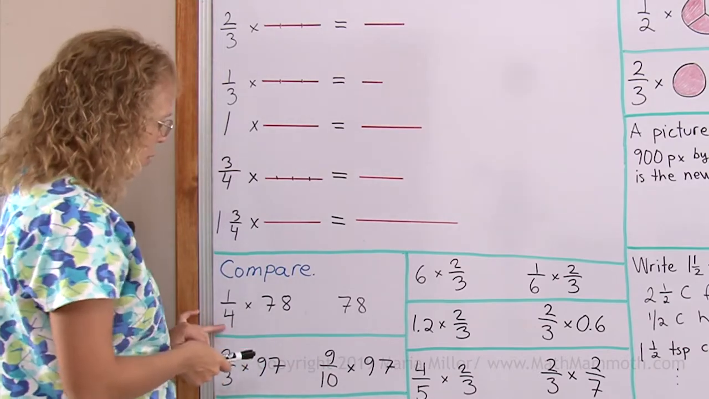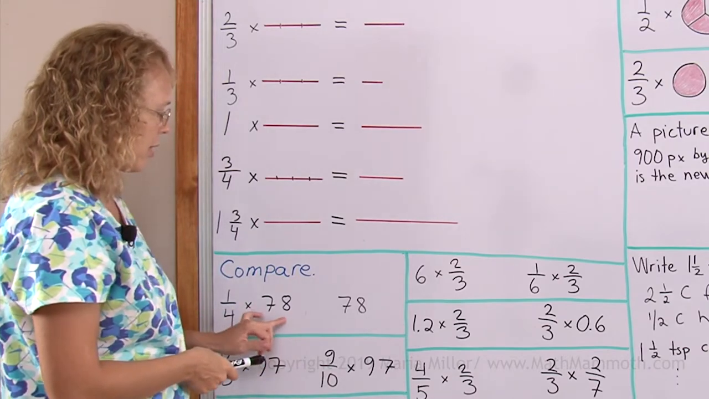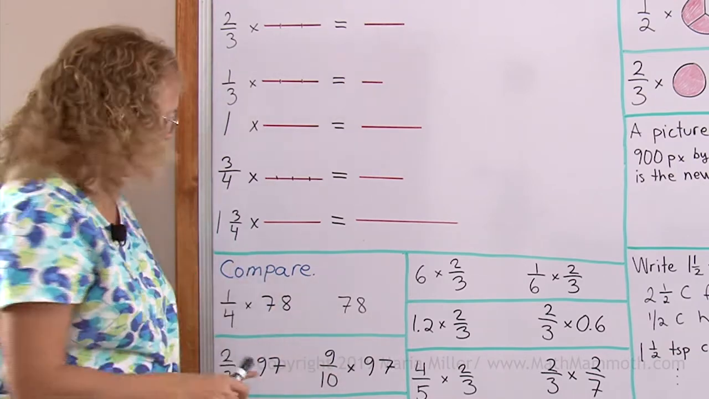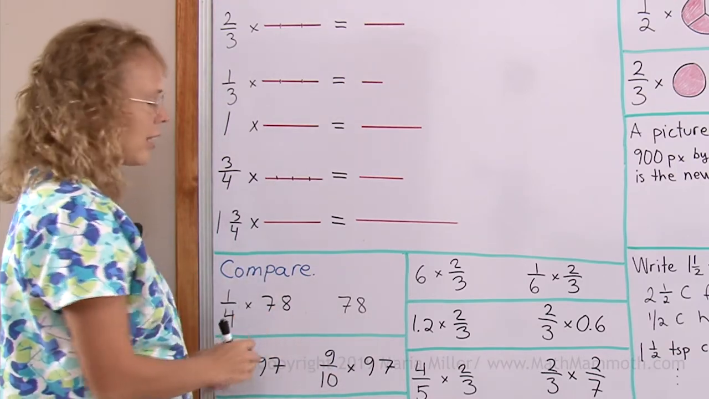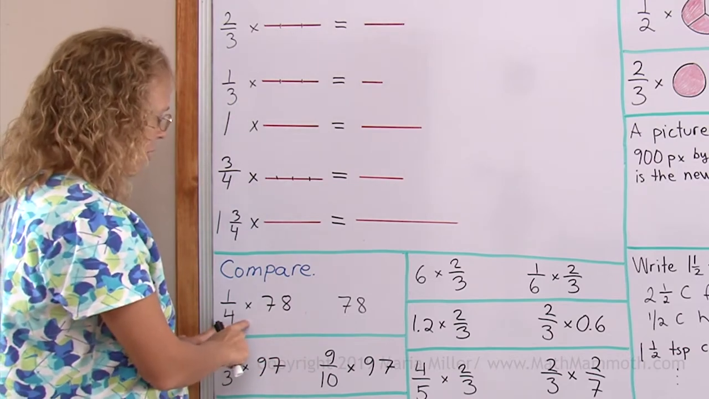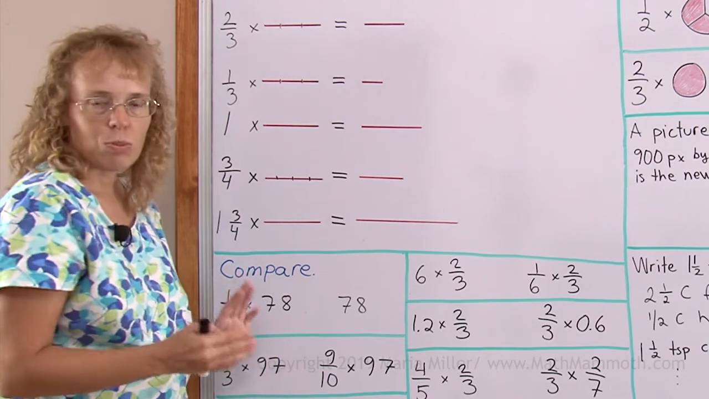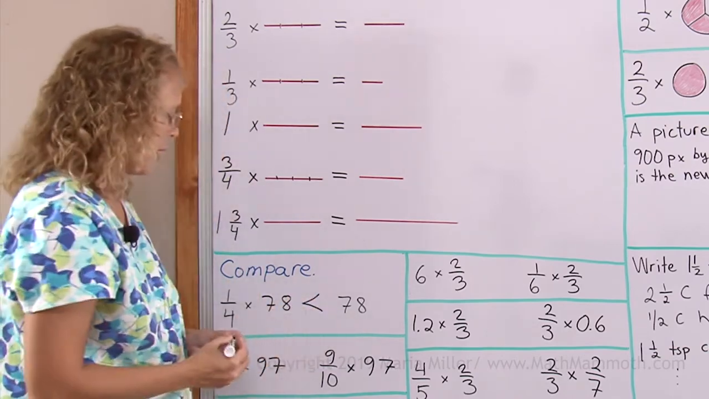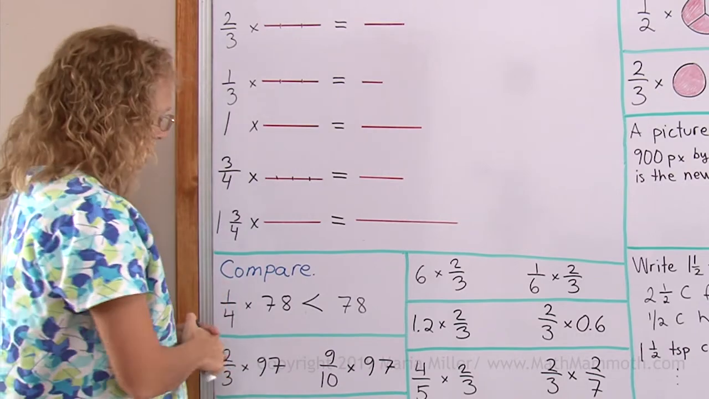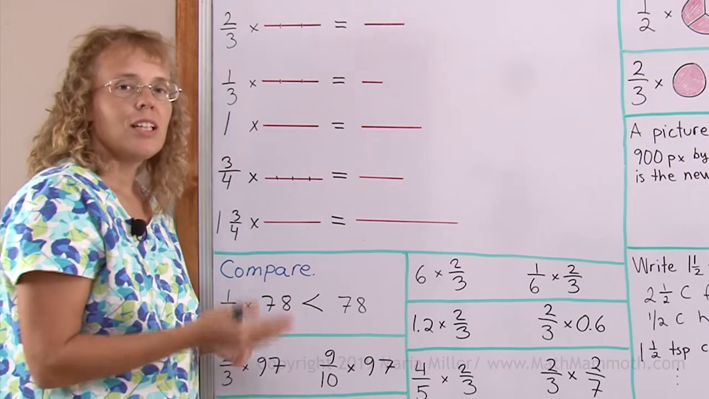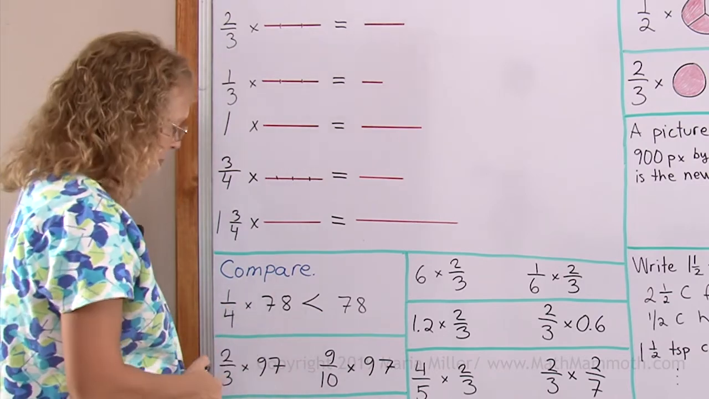Here's a simple one. 1/4 times 78. And then 78. Which one is more? You don't have to calculate 1/4 times 78 at all. We will know automatically that if you take 1/4 of 78, it's a smaller part, it's less than 78. Think of scaling a stick, okay? 1/4 of a stick that is 78 centimeters long. It is just going to be way shorter.